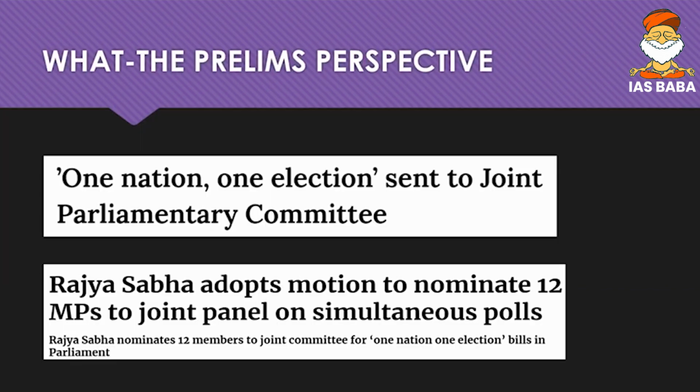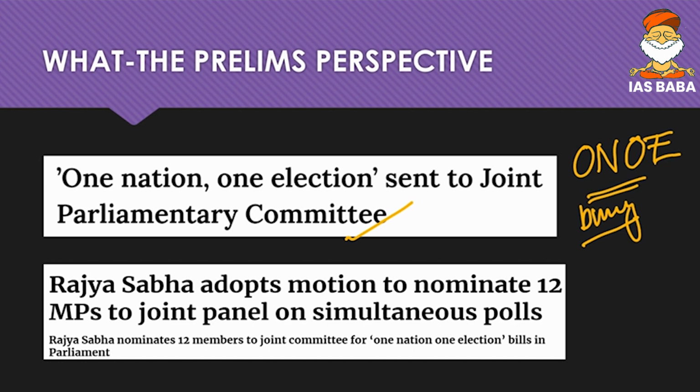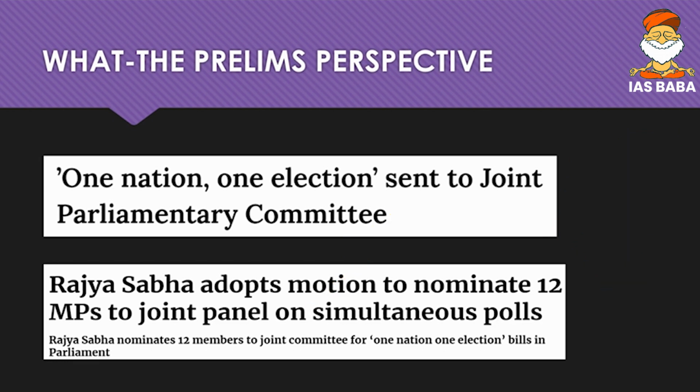The topic that's chosen for the day is a hot, burning topic, I would say. It's about One Nation, One Election. Those who've been reading the newspaper would be constantly seeing news articles on these lines, saying One Nation, One Election sent to joint parliamentary committee. The Rajya Sabha is adopting the motion to nominate certain members. Certain bills have been introduced regarding One Nation, One Election. So now we're going to take up this entire issue and summarize what has been happening in the last 1 week or so, so that you feel equipped to understand this topic in depth.